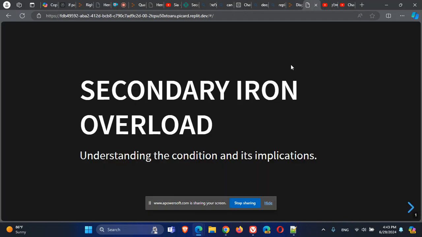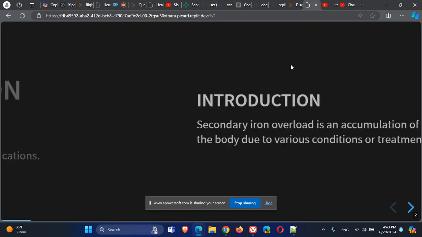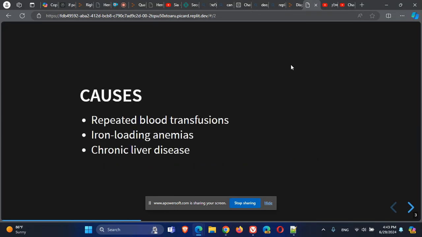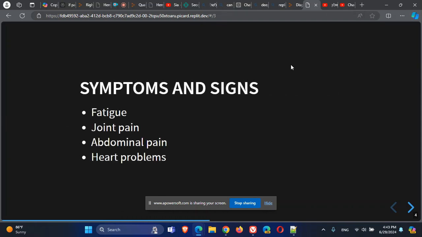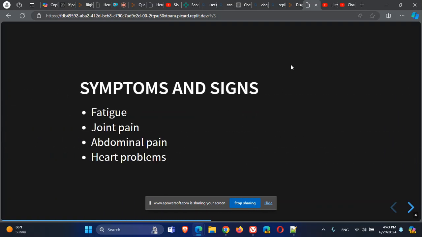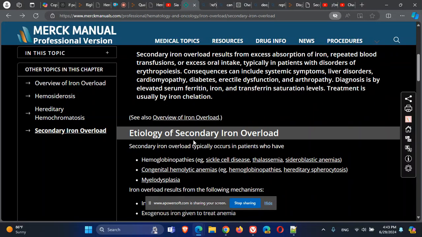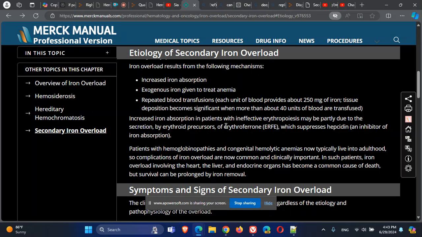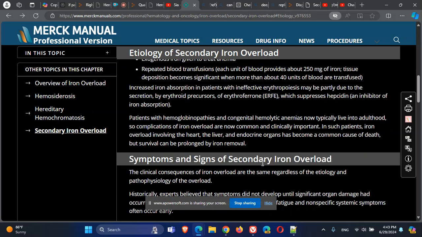Let's sum it up. An accumulation of iron in the body, this is secondary iron overload from something that we insert in the body. What are the causes? Blood transfusion, iron loading anemias, and chronic liver disease. This is not a very good presentation of the liver.